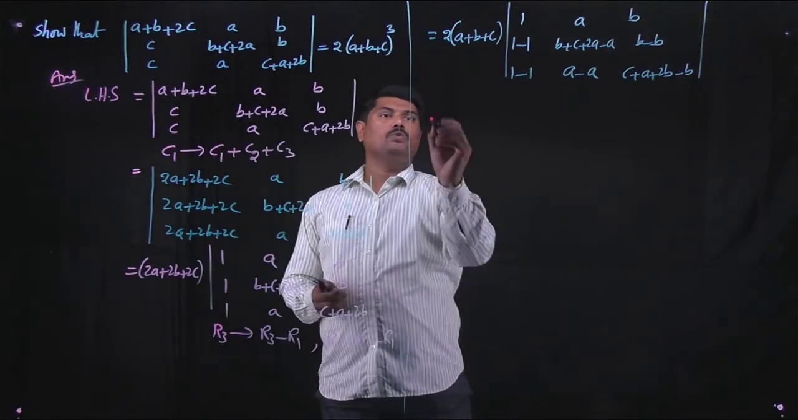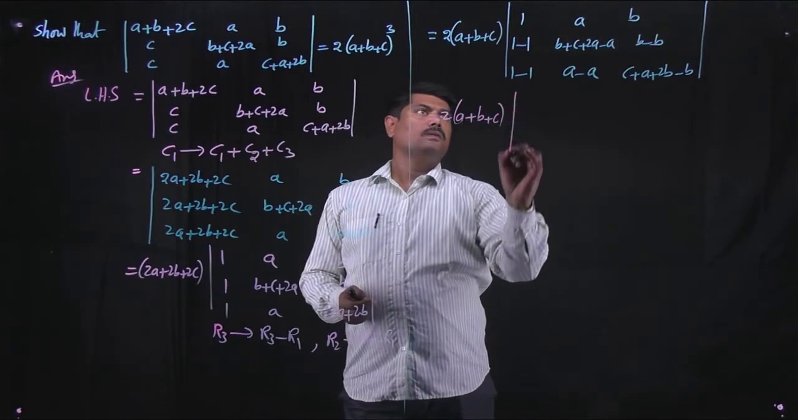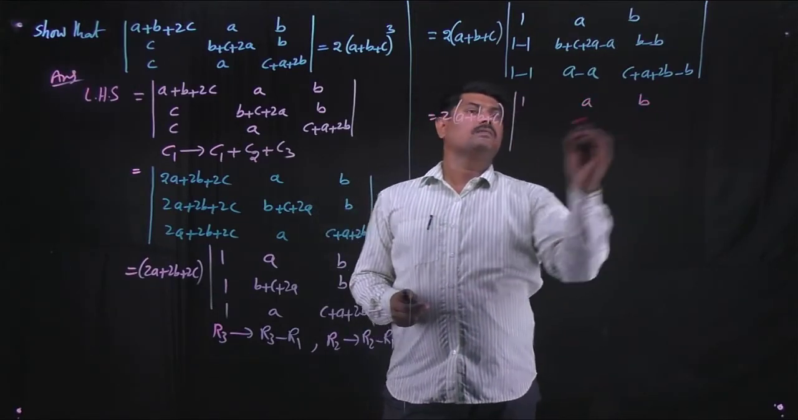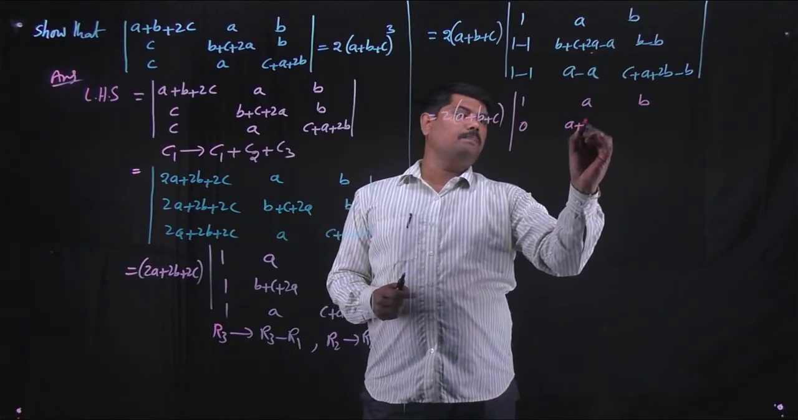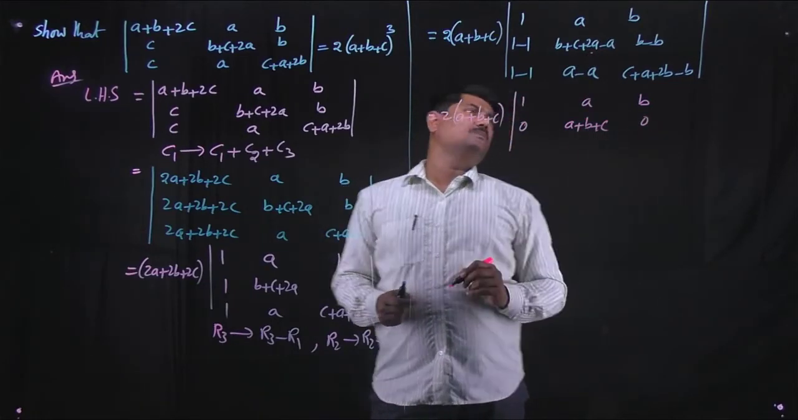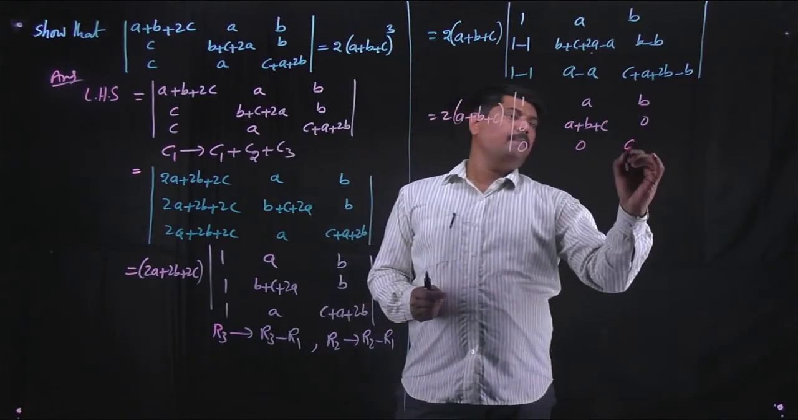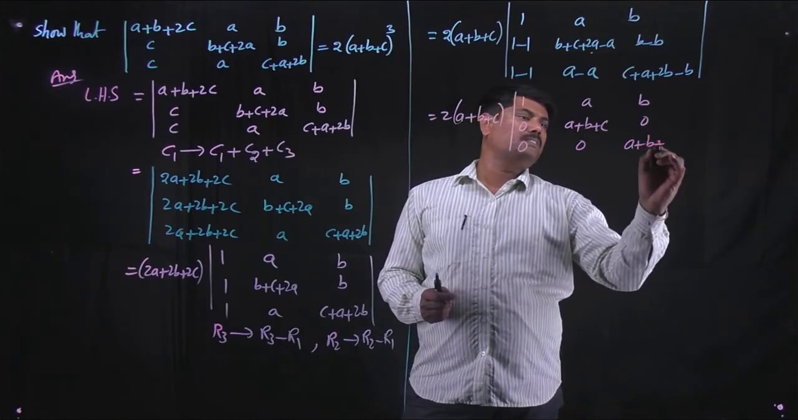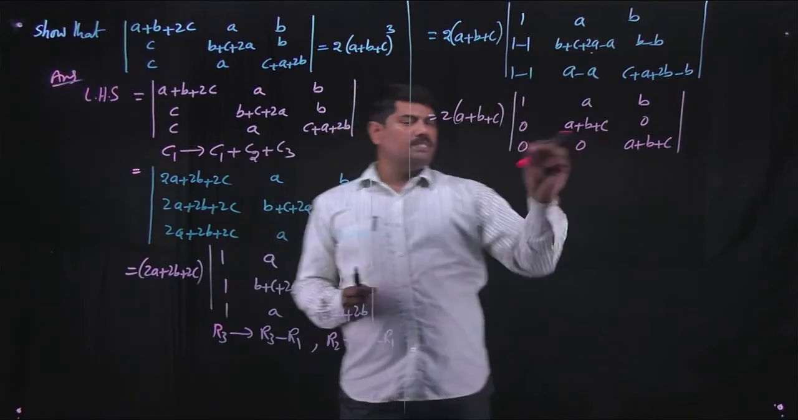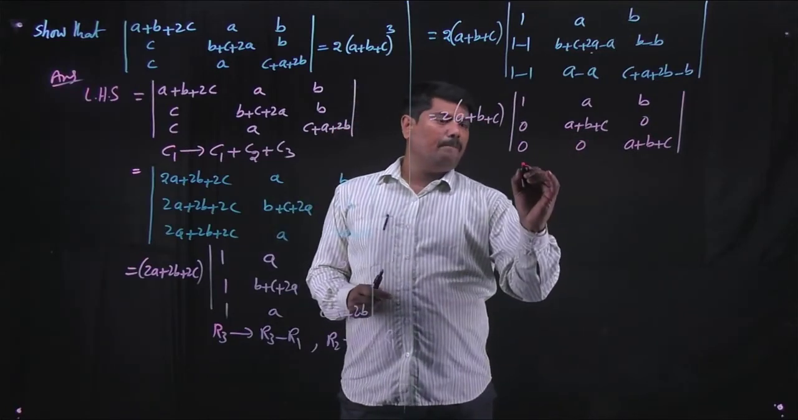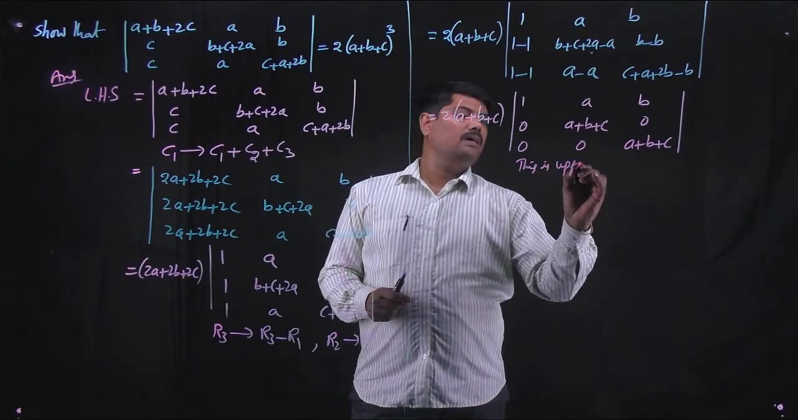So this will become 2 of a plus b plus c, with rows 1, a, b; 0, 2a minus a gives a, so that is a plus b plus c, b minus b is 0; 0, a minus a is 0, a plus 2b minus b is b plus c. Here if you observe this, this is an upper triangular matrix.